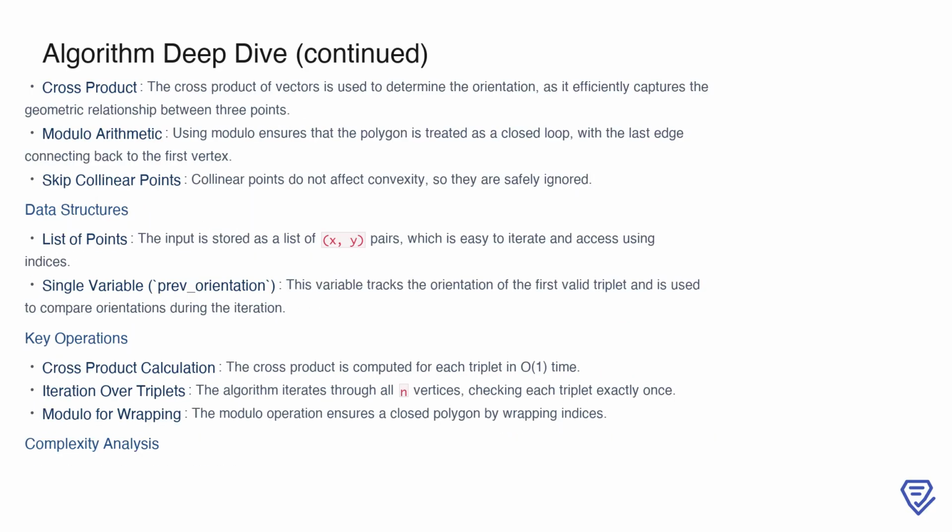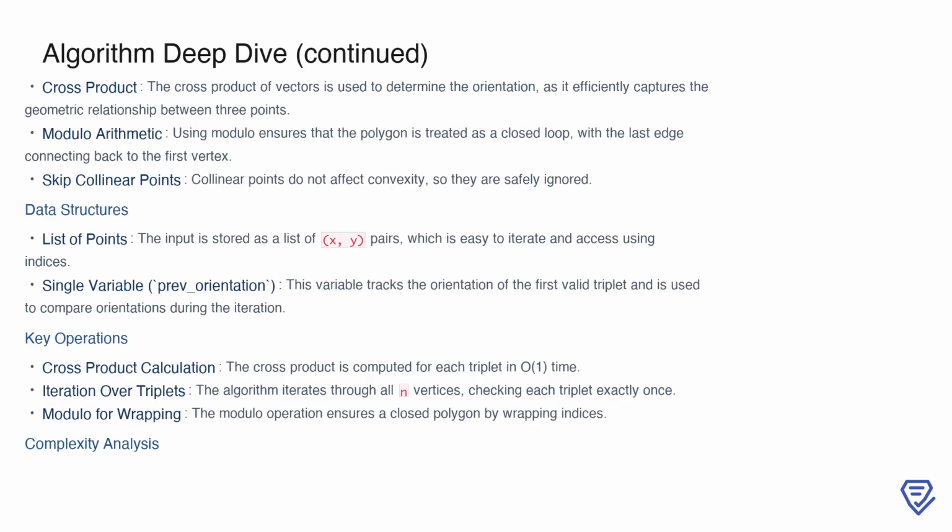The cross product plays a central role here. It's a powerful tool for determining the geometric relationship between 3 points, and it allows us to efficiently check whether a triplet forms a clockwise, counterclockwise, or collinear arrangement. Using modulo arithmetic is another important aspect, as it ensures that the polygon is treated as a closed loop, with the last edge naturally connecting back to the first vertex. This way, we don't need special handling for the final edges. Additionally, collinear points are safely ignored because they don't change the overall convexity of the polygon.